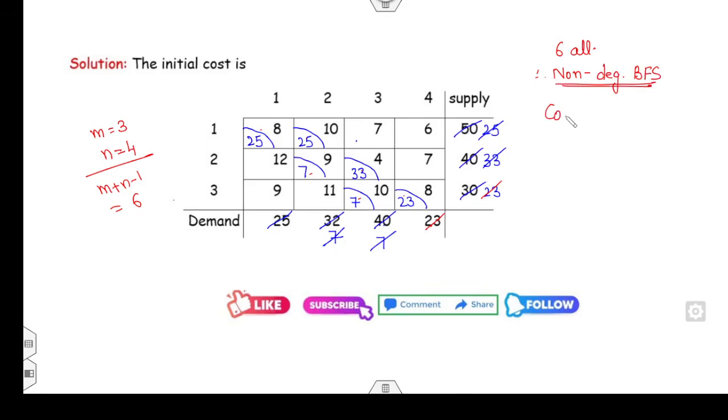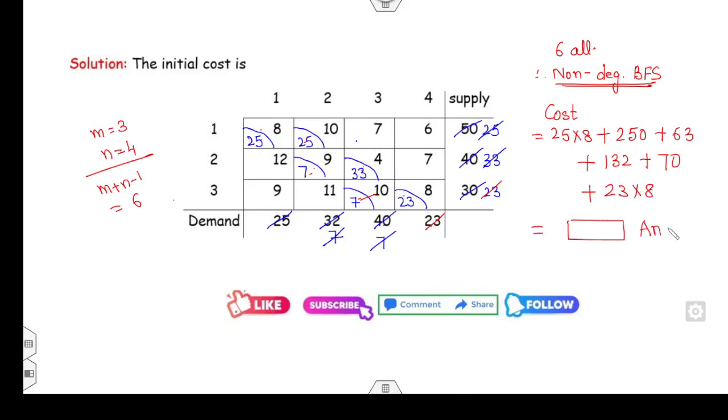Fine. So can you find the initial cost? Initial cost will be 25 into 8. Fine. Plus 25 into 10 plus 9 into 7 plus 33 into 4 plus 7 into 10 and last 23 into 8. So after the calculation, you will get the initial basic feasible solution cost of the transportation problem.